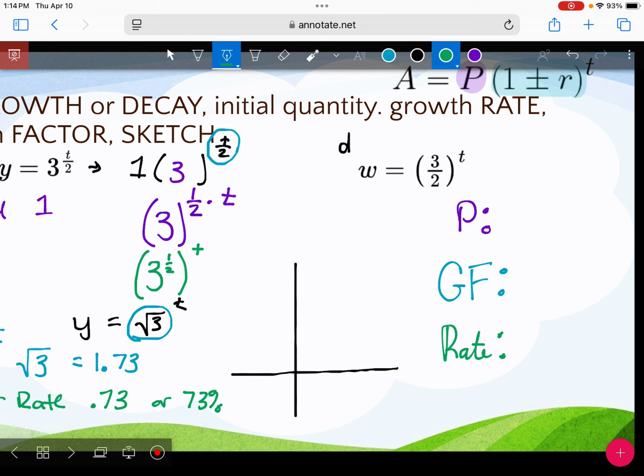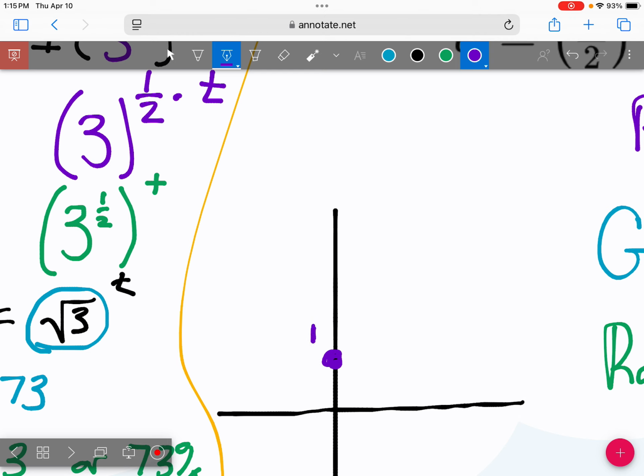All right. What do we think? What's our principal? Okay. What's our principal on this one? 1. We don't have anything multiplied out in front, so our principal is 1. That is our starting amount. That's where we begin over here. So we have a starting place at 1.